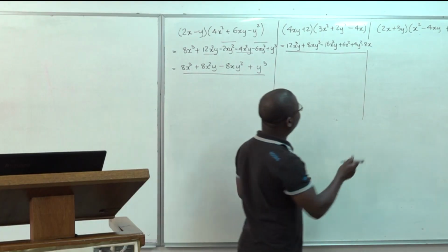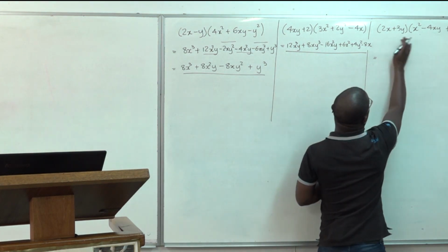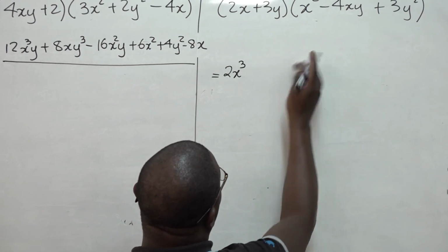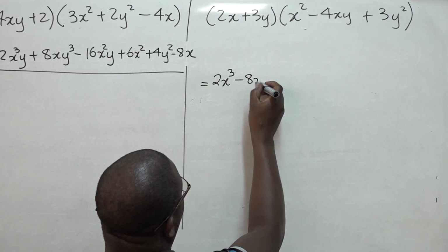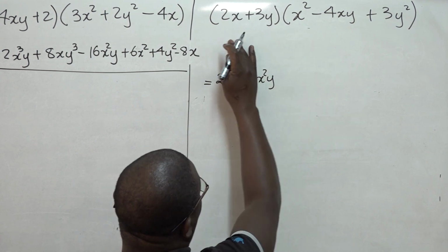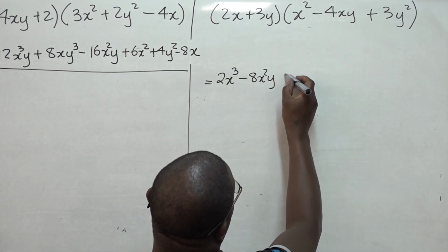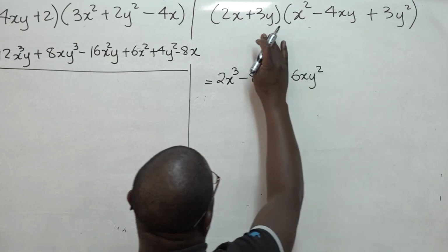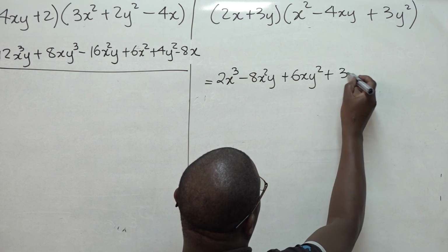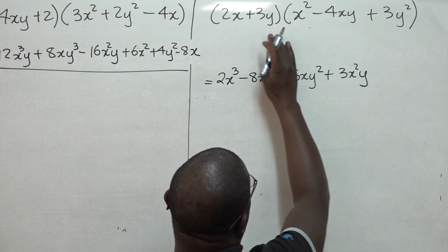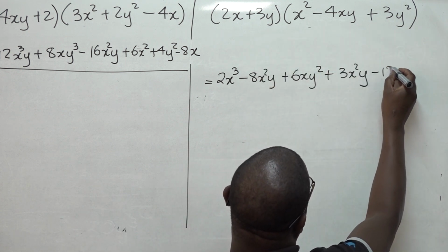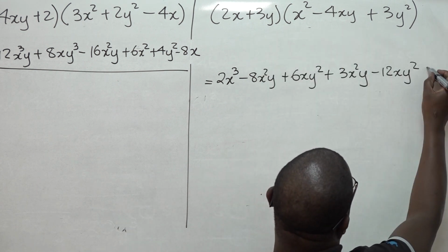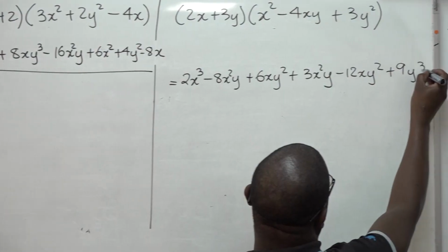The last example will be 2x times x squared. It will be 2x cubed. 2x times minus 4x is minus 8x squared y. 2x times 3y is plus 6xy squared. 3y times x is 3x squared y. 3y times minus 4x is minus 12xy squared. 3y times that one is plus 9y cubed.